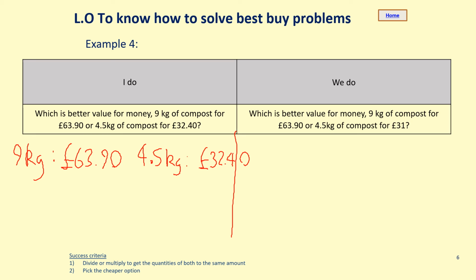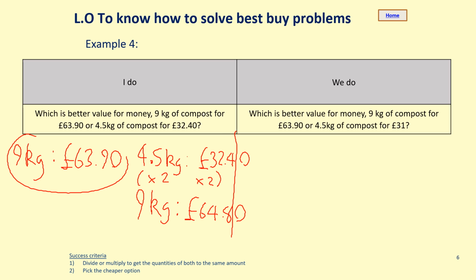So if we stick to the second deal and work out 9 kg in the second deal, well, we've just doubled the amount of compost. So let's double the price. Double £32.40 gives me £64.80. And then we can compare the two prices directly. And you can see that in the first deal, 9 kg is £63.90, which is cheaper than the second deal, where 9 kg is £64.80. So we're going to choose the first deal in this case. Pause the video there, copy that one down, and then try the next one for me as well, please.